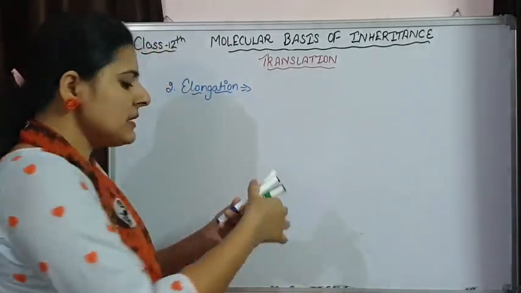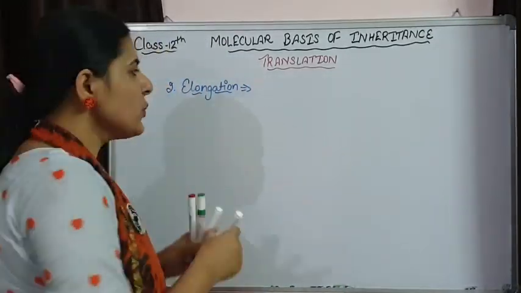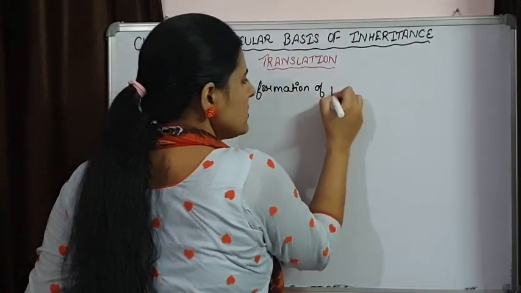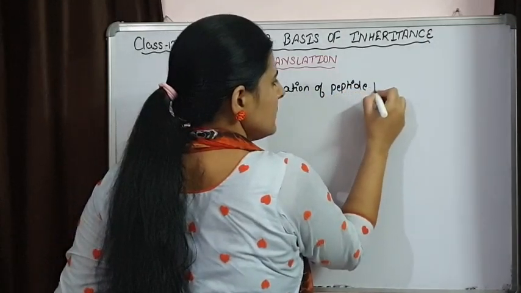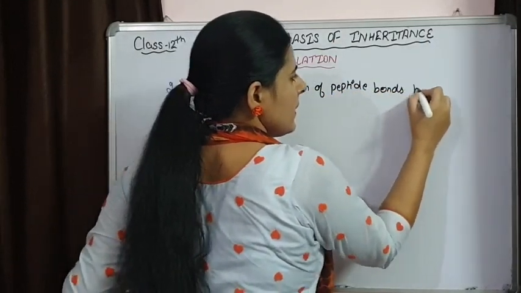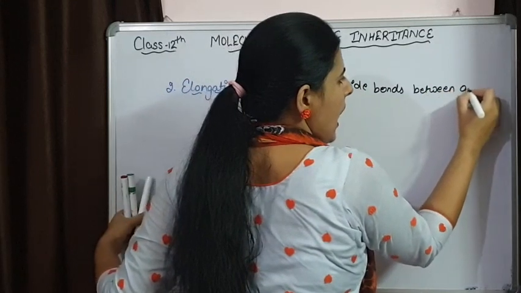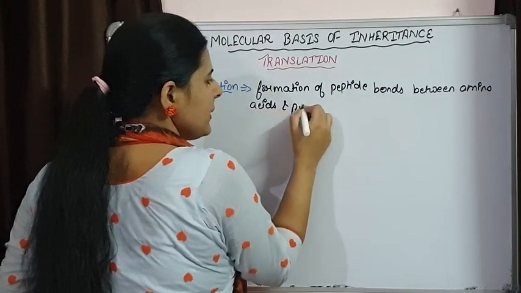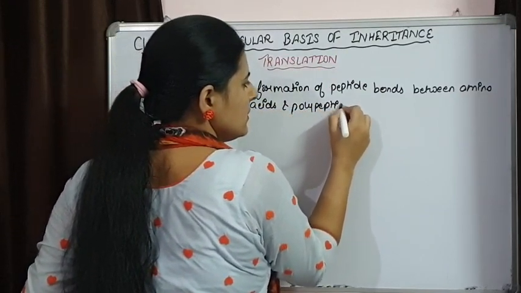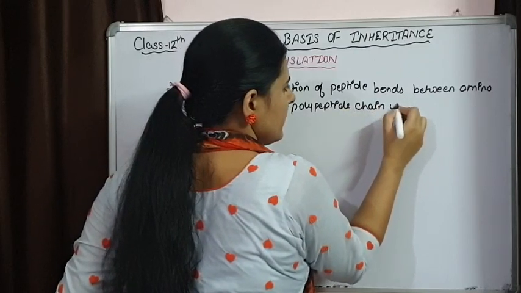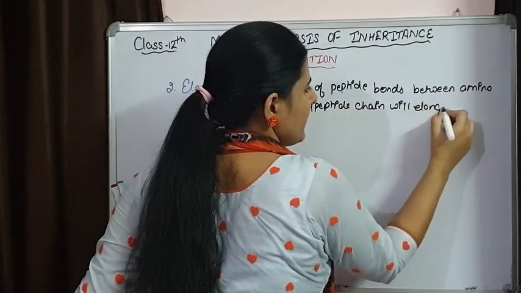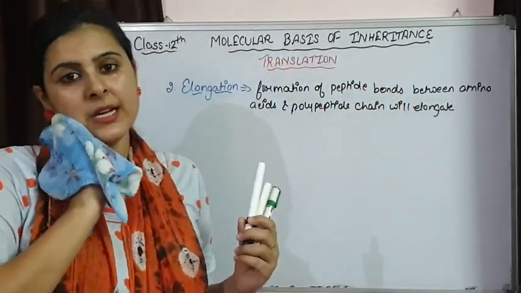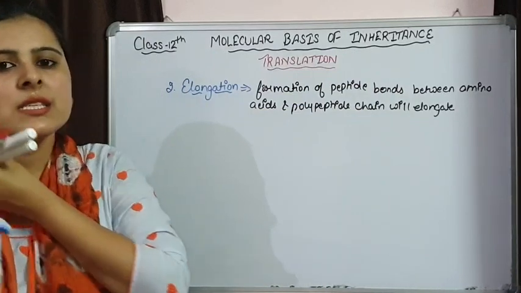So what happens in elongation? There is continuous formation of peptide bonds between amino acids, and the polypeptide chain will elongate. The more amino acids, the larger the chain will be. This is how elongation is taking place.